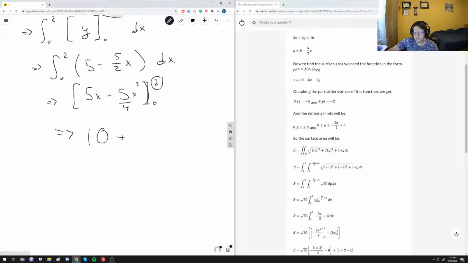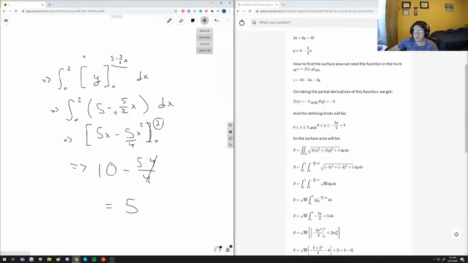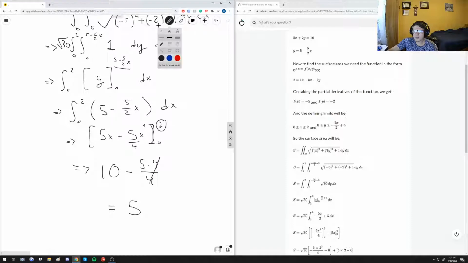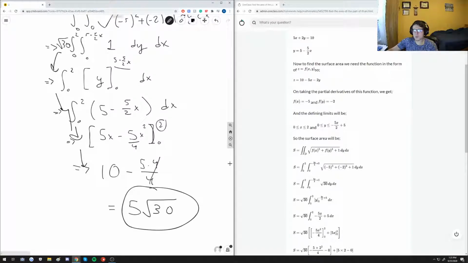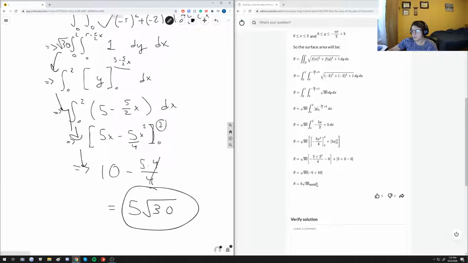So we get 10 minus, here x squared is 4, so we get 5 times 4 over 4. These 4's cancel. We get 10 minus 5, and that gives us 5. And let's not forget that we had the square root of 30 on the outside here. So if we carry it over through all of our computations, we add that square root of 30 here, and we get that our answer is 5 times square root of 30. And that is what was gotten here.